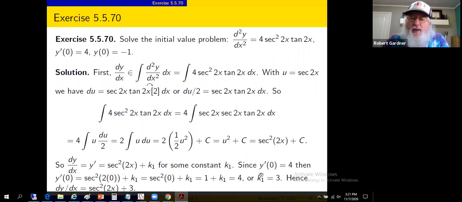So we plug 0 in. We get 1 plus k sub 1. It's supposed to be 4. Set it equal to 4. Looks like k1 will have to be 3. As always, we use the initial condition to find the constant of integration, it's called.